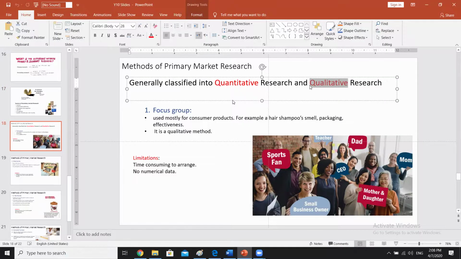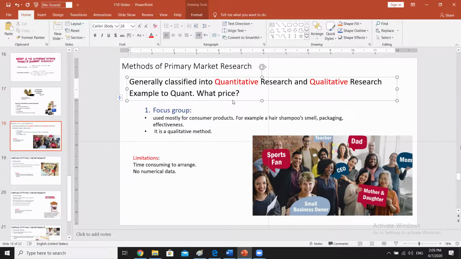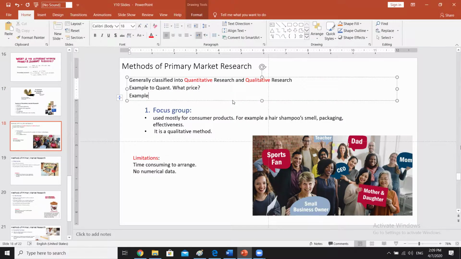Let me give you an example of both. This might be useful. An example of quantitative information would be, what price do you think is suitable for my product? Remember, you're asking these questions to potential customers. What do you think is a suitable price for my product? An example of qualitative would be, what do you think about the product? So in answering that question, people will tell you their opinion. It's an answer, but it's an opinion, so you can't measure it.